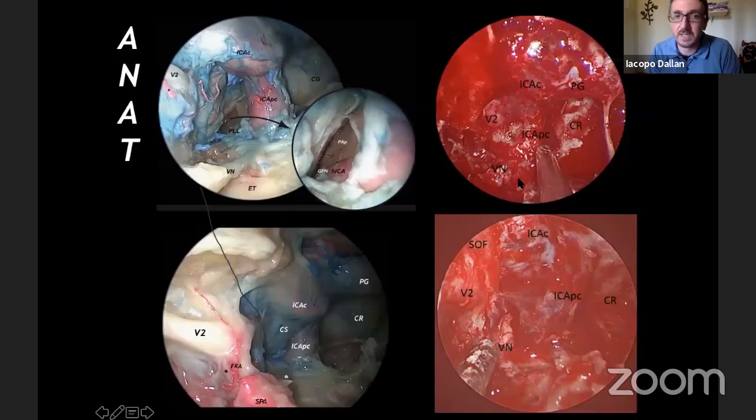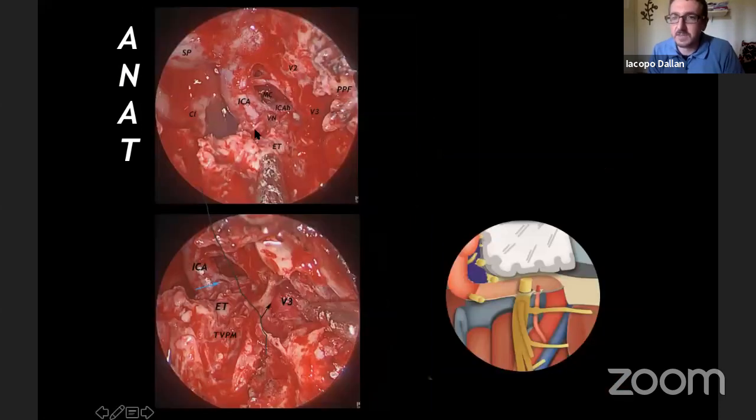So this allows you to do what the Pittsburgh group said. So we have to thank these great guys for having taught us about this opening, these approaches. And to do this, you can find your way to control the ICA, the horizontal portion here, to see V3, this is V3 coming out from the foramen ovale here.